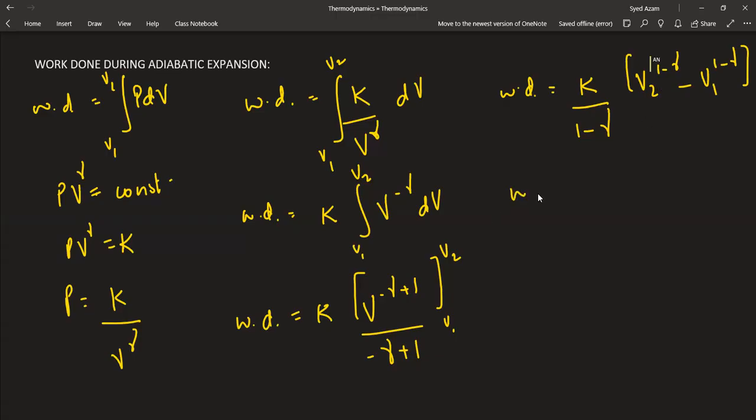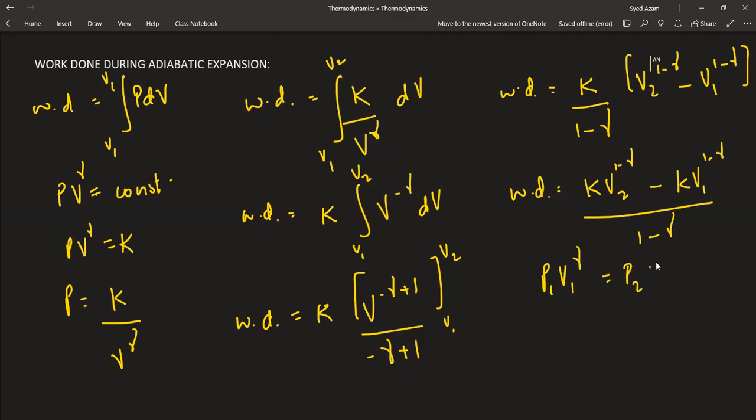So work done is equal to K times V2 to the power 1 minus gamma minus K times V1 to the power 1 minus gamma, divided by 1 minus gamma, right? See one more thing, class. Here, PV to the power gamma when it is constant, what does it mean? It means P1 V1 to the power gamma is equal to P2 V2 to the power gamma. This is constant, right? So what I can do, I can put the value of constant like this.